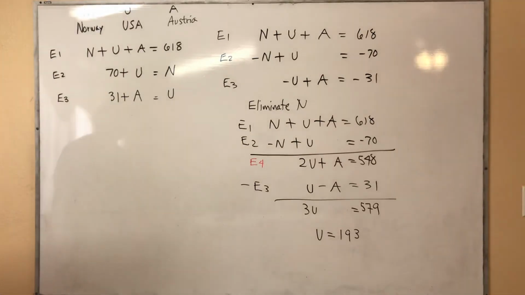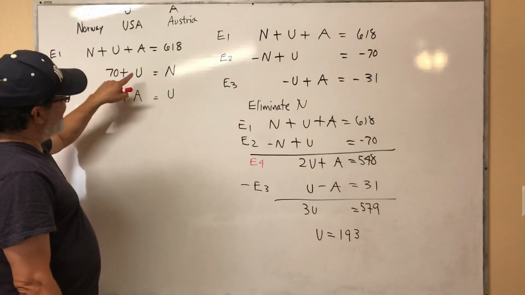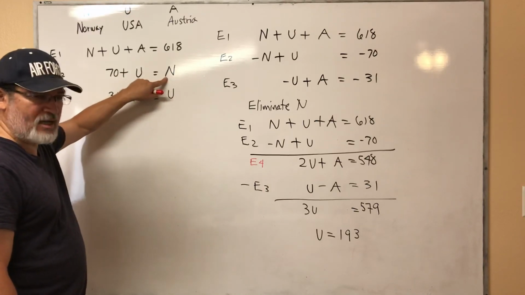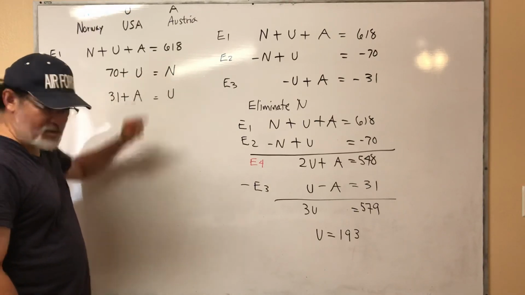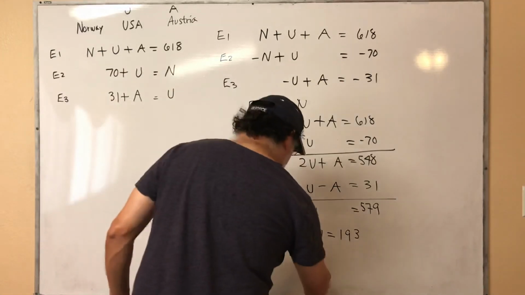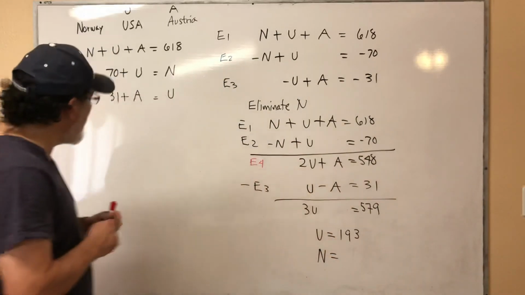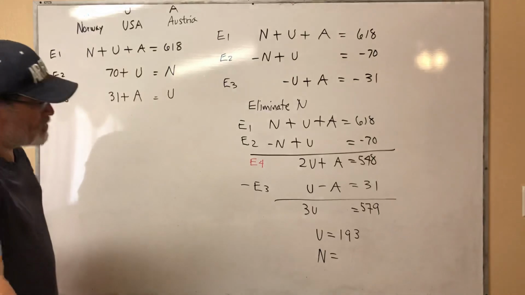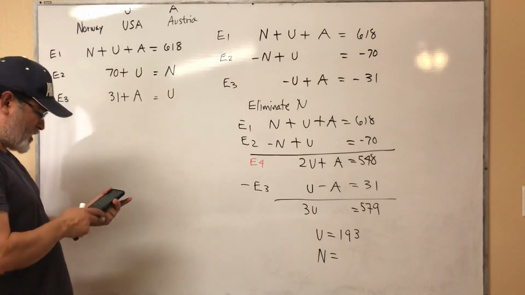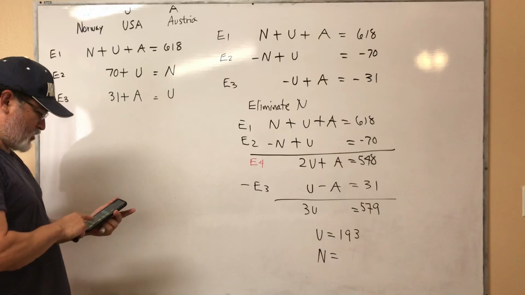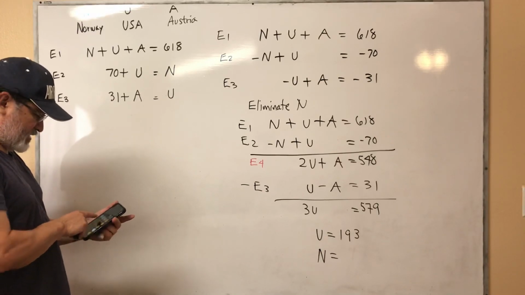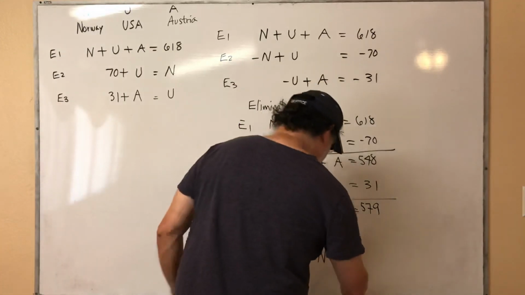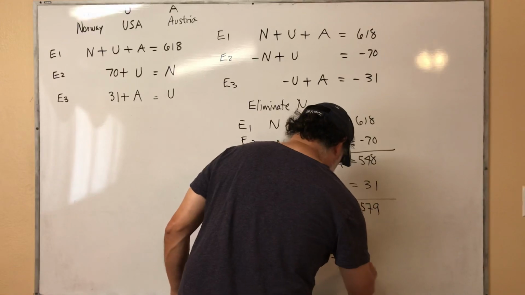Look, 193 medals plus 70 is what Norway has won. Correct? So 193 plus 70, and we get 263. So Norway has won 263.